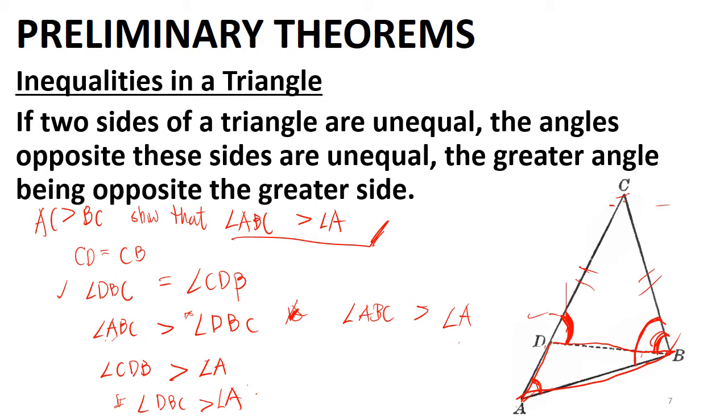Equal, unequal din yung angles nila, or yung sides or yung angles opposite to those sides. Being na yung mas malaking side ay opposite ng mas malaking angle. Yung mas maliit na side, opposite ng mas maliit na angle. That is the theory for unequal sides of a triangle and their respective opposite angles.